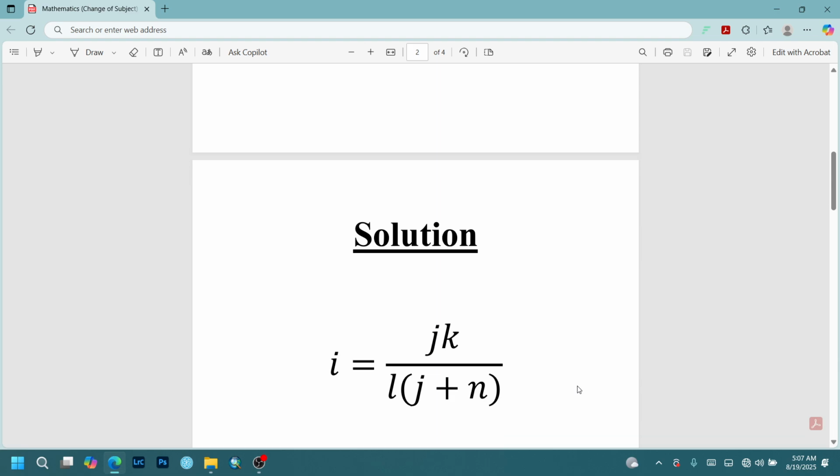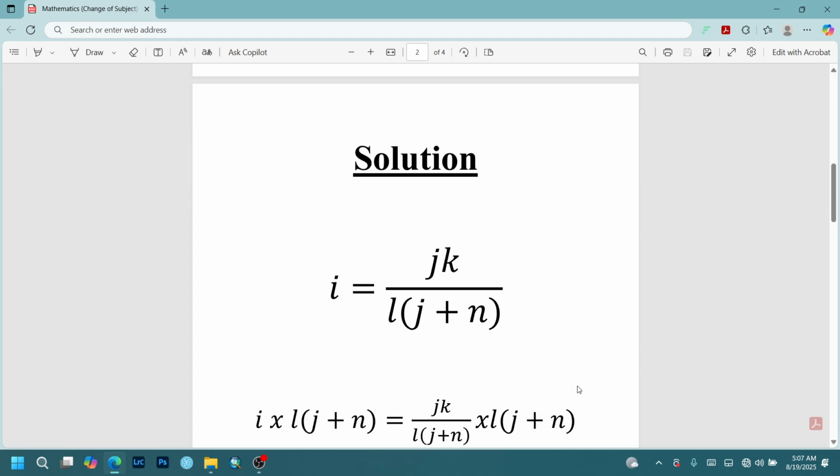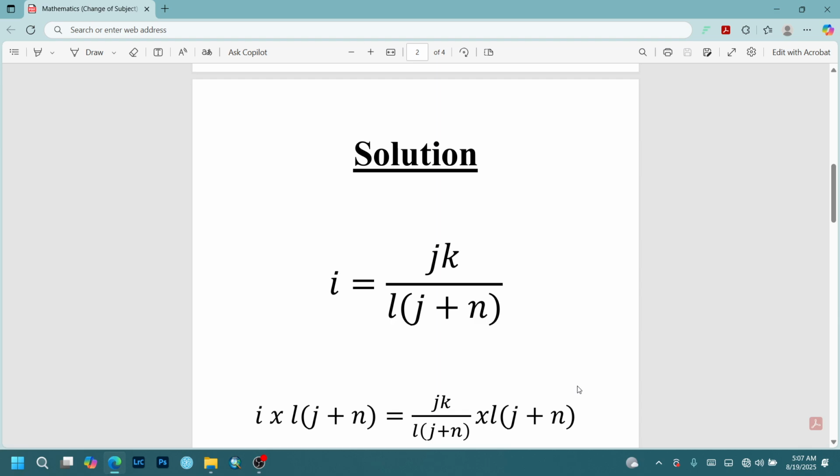Based upon our given preamble in the question, I equals JK over L multiplying J plus N, which is the fraction, right? Okay. So what you have to do is to multiply through by the LCM, which is L multiplying J plus N, right? So the LCM is L multiplying J plus N.